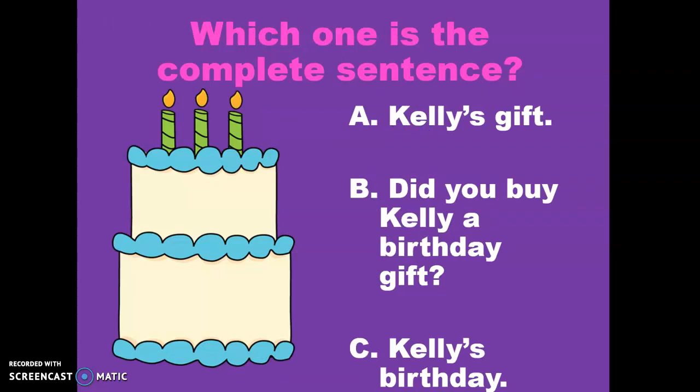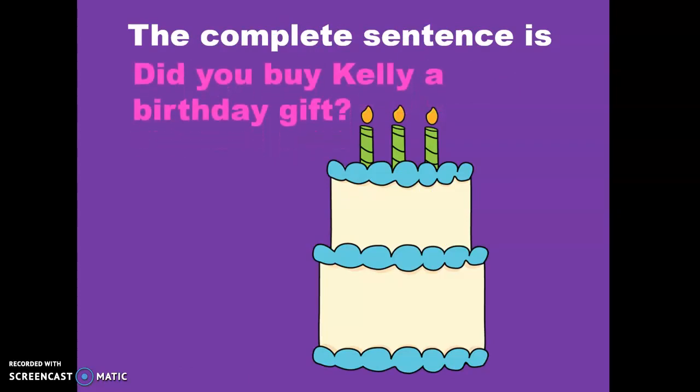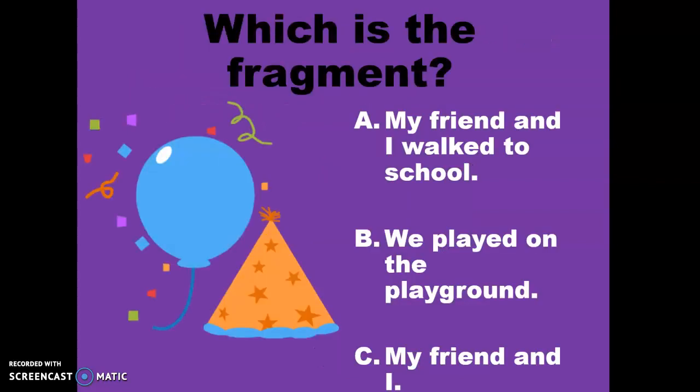Which one is a complete sentence? A, Kelly's gift. B, did you buy Kelly a birthday gift? Or C, Kelly's birthday. Which one is complete? The complete sentence is, did you buy Kelly a birthday gift? Even though it's a question, it is asking about you buying Kelly a gift for her birthday.